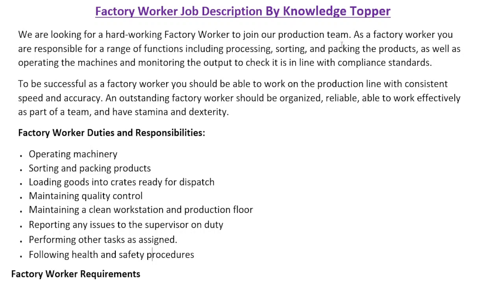As a factory worker, your duties and responsibilities include operating machinery, sorting and packing products, loading goods into crates ready for dispatch, maintaining quality control, maintaining a clean workstation and production floor, reporting any issues to the supervisor on duty, performing other tasks as assigned, following health and safety procedures. So all these are the detailed duties and responsibilities for a job of a factory worker.